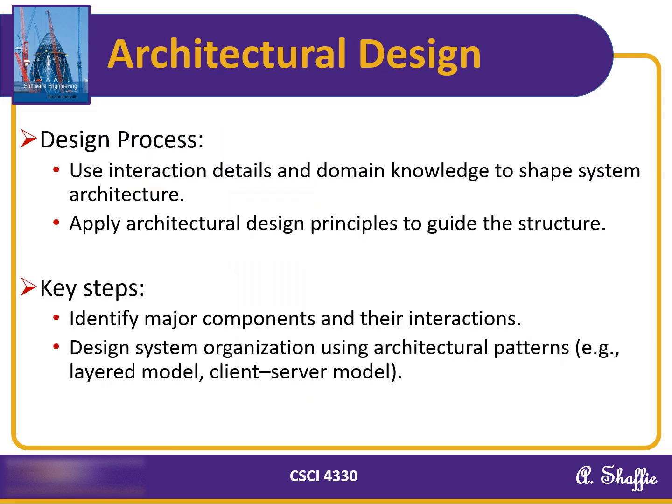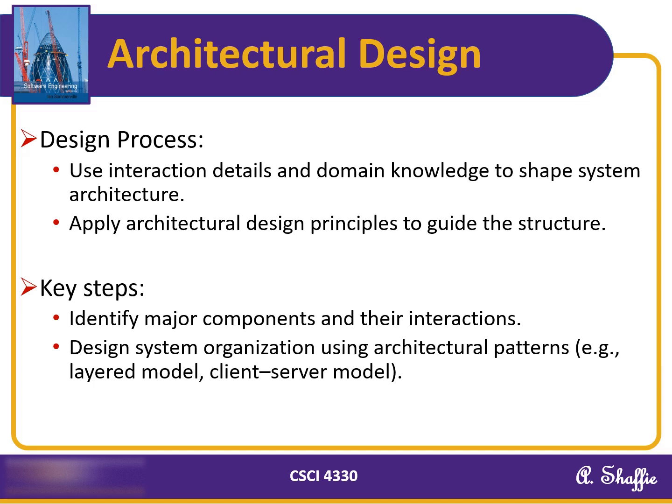Now let's move on to the second activity in the object-oriented design process, which is architectural design. In this stage, the goal is to define the overall structure of the system. To do this, we use the interaction details from the previous step and our domain knowledge to shape the system architecture. Apply architectural design principles to guide the system's structure and ensure it meets its requirements.